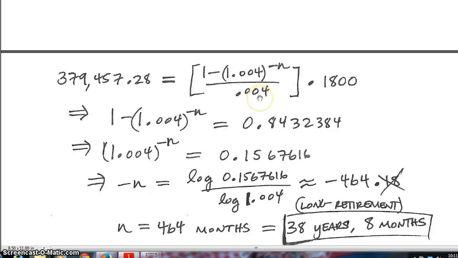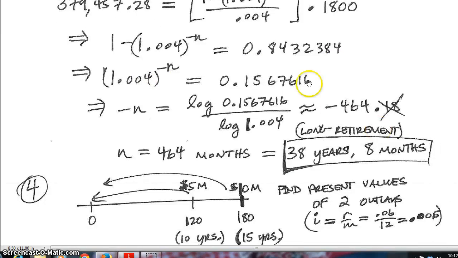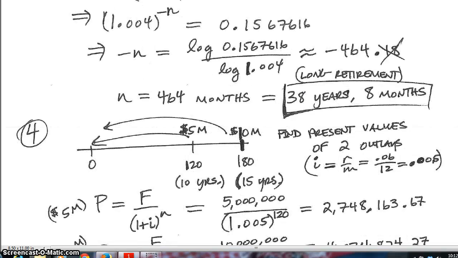You can get rid of the 1,800 and 0.004, get it to the other side, and then you can solve for 1.004 to the minus n. And this ends up being one where we have to use logarithms. But now it's minus n equals this. And if you now apply the log of this divided by the log of that, you get a negative number, which you should. If we ever have this negative n you're solving for and you get a positive, that's bad. These should both be negative because n is supposed to be positive. Okay, so we get 464, which is 38 years and 8 months.